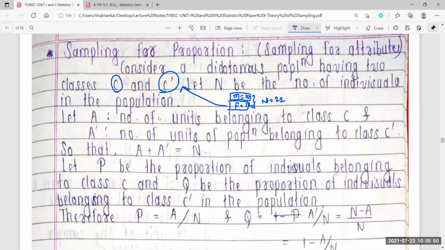So let capital N be the number of individuals in the population. Okay. So let capital A be the number of units belonging to class C. So A is equal to 10 as male is equal to 10 in class C, and A complement is there, the number of units in the population belonging to class C complement. So A complement is equal to 12 here. Okay. So combined together A plus A complement, you can get population size capital N.